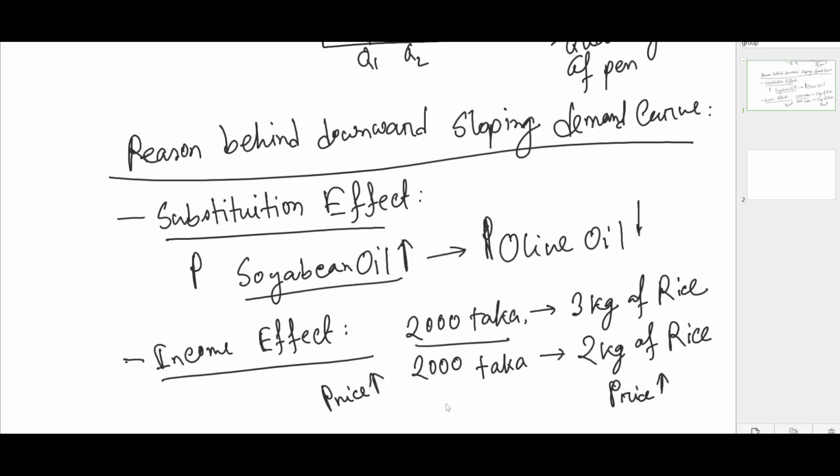These are the two effects, the reasons behind the downward slope of the demand curve. In our next class, we'll see the factors affecting demand, and some of the factors that can affect the slope of the demand curve.